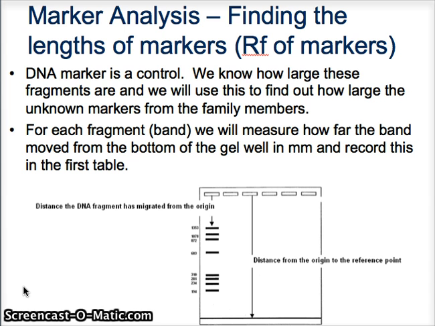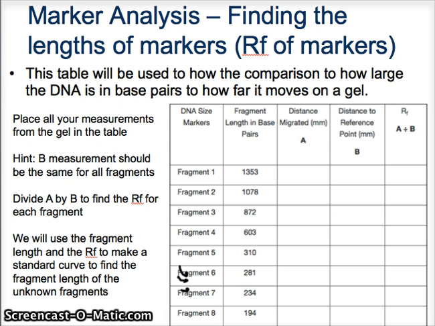So the first thing we have to do is we know how many base pairs each one of these DNA pieces are. These are man-made DNA pieces. We made them. We know how big they are, and we just put them in a solution and put them on the gel. So if you go to your table here, your table already has that in it. So fragment 1 is 1,353 base pairs. The next one is 1,078 base pairs, and so on and so forth.